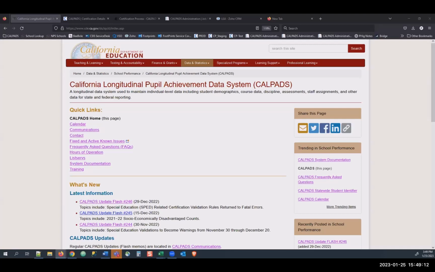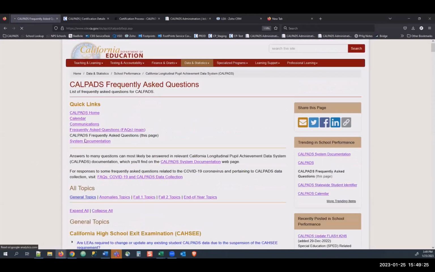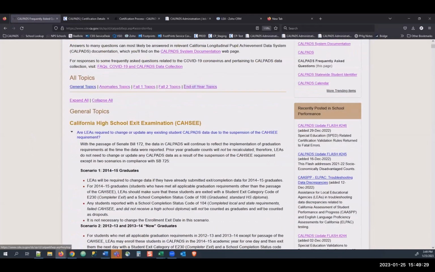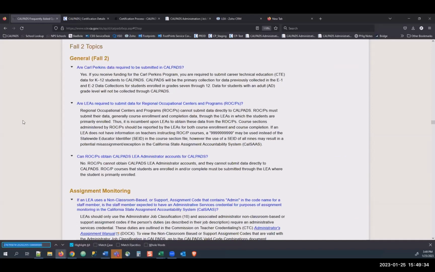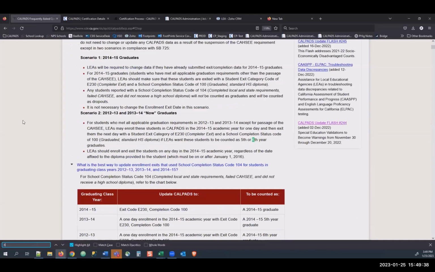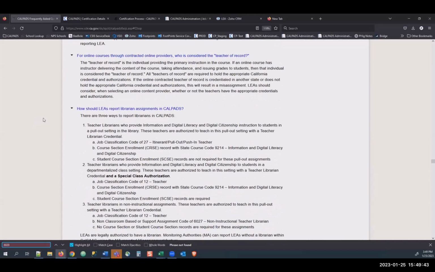I think there's a FAQ on the support, but you will not report them as non-classroom based. 6020, that's not even relevant for people with support assignments. Okay, so you don't need 6020. Again, folks, we always find that you guys are hung up on the fact that we call that the non-classroom based or support assignment code set. And it's because the support teachers don't have a classroom.